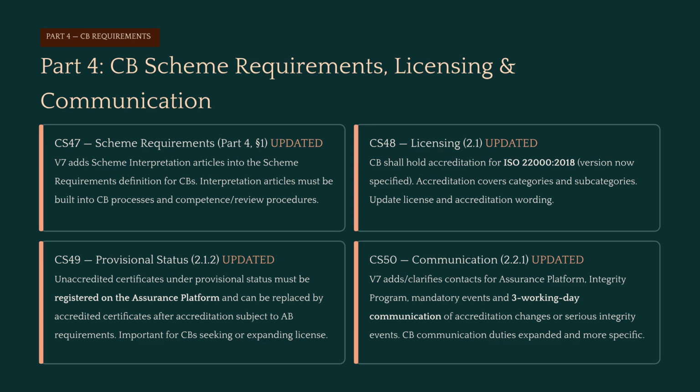The first amendment to notice is in the meaning of scheme requirements. In version 6, the scheme requirements referred to the FSSC 22000 scheme, ISO/IEC 17021-1, ISO 22003-1:2022, and the Board of Stakeholders decision list. In version 7, scheme interpretation articles are added into this framework. This is important because interpretation articles are no longer something a CB can treat as optional reading. They must be considered in CB procedures, technical reviews, audit planning, and certification decision controls.